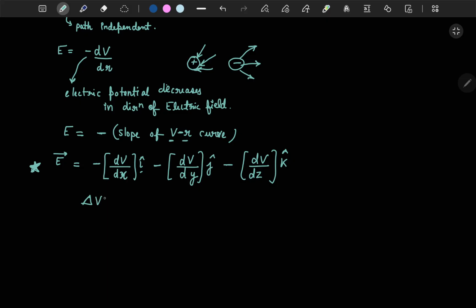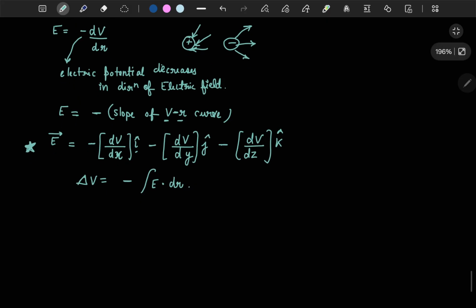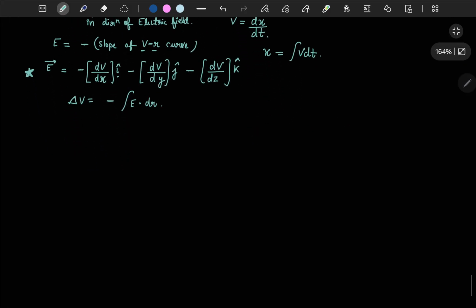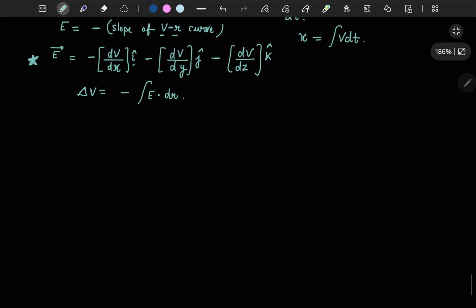So delta V is equal to minus integral of E vector dot dr vector. As we already know, velocity is equal to dx upon dt, change in displacement upon change in time. So when we want to calculate displacement, we calculate it by v dt, integration of velocity with respect to time. So similarly, we will get the potential difference is equal to minus integral of E dot dr.